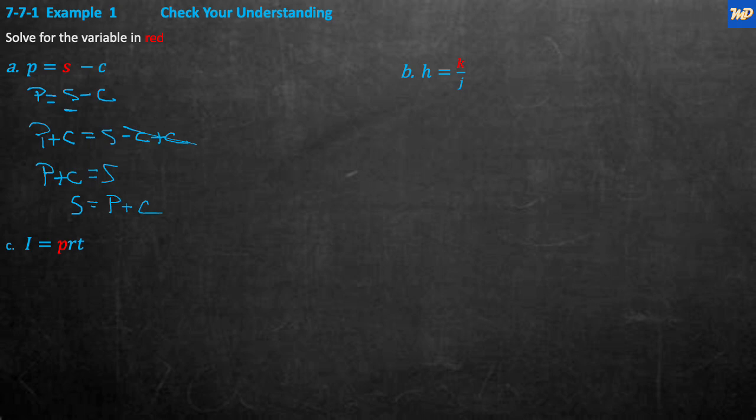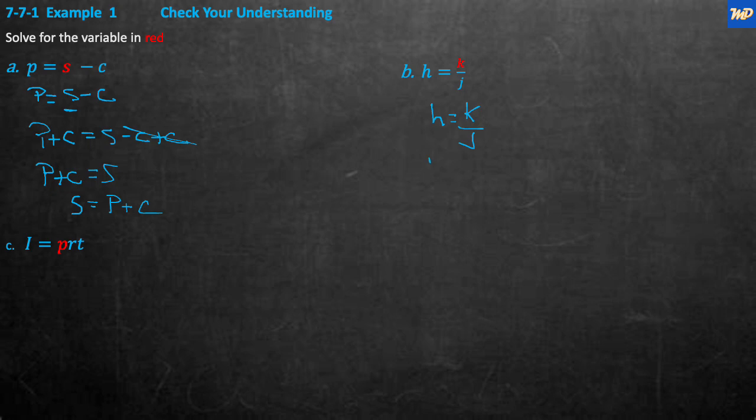Now, how about doing B? H is equal to K divided by J. And we want to solve for the K. Well, the K is right here on top, so all we're going to have to do is worry about getting rid of the J. So how do we get rid of that J? We have to multiply as if this is the coefficient, and it is, the coefficient of the K variable. We can multiply by the inverse of this, and the inverse of 1 over J is J, J over 1.